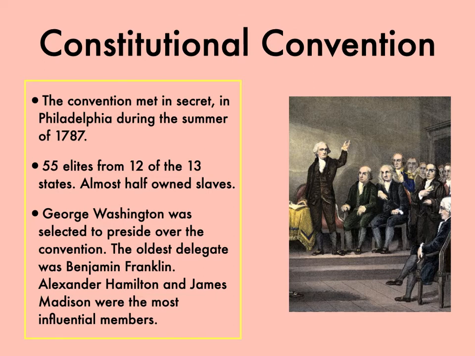55 elites from 12 of the 13 states attended the convention. Almost half owned slaves. George Washington was selected to preside over the convention. The oldest delegate there was Benjamin Franklin. However, Alexander Hamilton and James Madison were to be the most influential members during the convention.